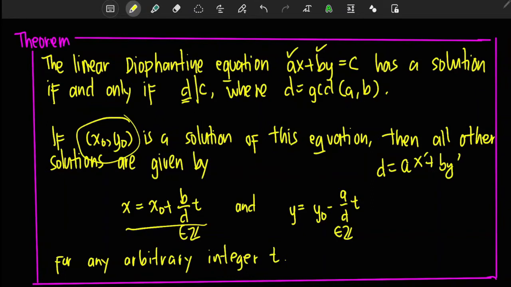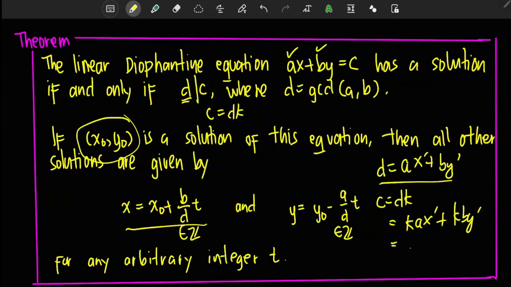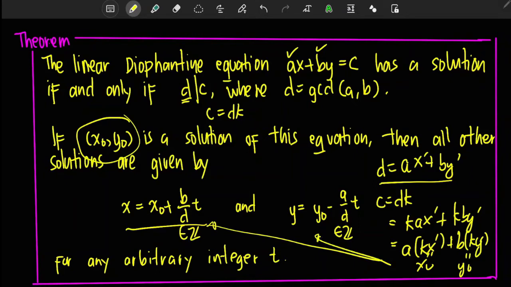to be the linear combination of D in terms of A and B. And since D divides C, we can find an integer K such that C is equal to D times K. So all we need to do is to multiply this expression with K to get C. So we have C, which is equal to DK, is now equal to KAX prime plus KBY prime. So what does this tell us? This tells us that a particular solution is A times KX prime. This is now our X sub 0 plus B times KY prime. This is now our Y sub 0. So from here, we can now use this formula to get all the other solutions.